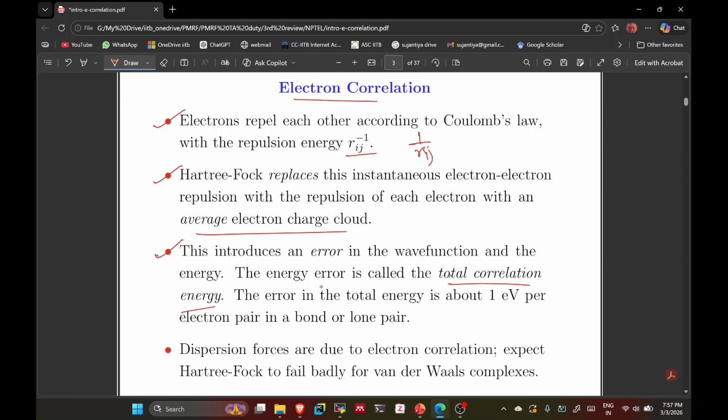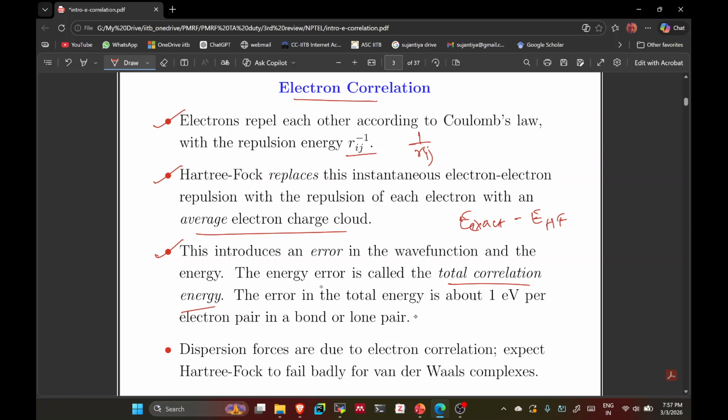So the correlation is nothing but whatever is missing in the Hartree-Fock: E exact minus E Hartree-Fock. Whatever the shortcomings are in your Hartree-Fock picture, that is called the correlation. Because in Hartree-Fock you take the average electron approximation, you don't actually get the electron correlation. But again, I'll come to this point. This is a very common misconception that people have, that Hartree-Fock doesn't contain any correlation, but this is not true. I'll come to that later.